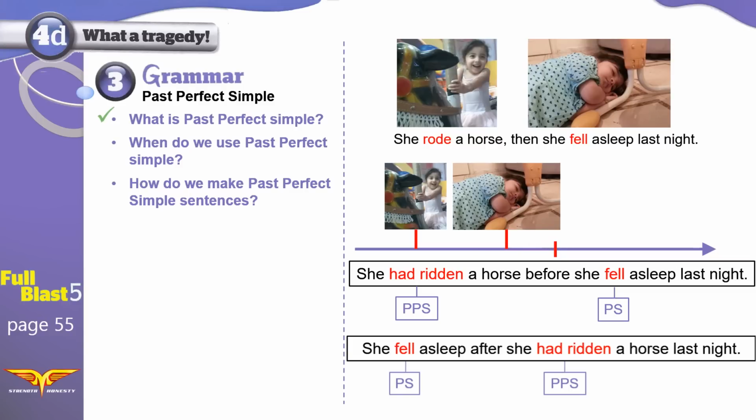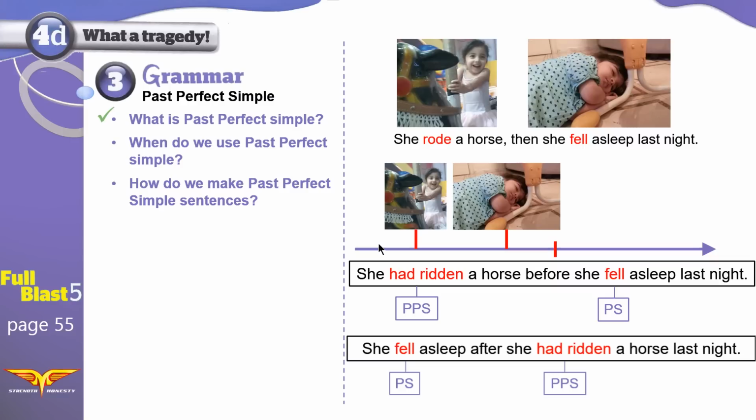This is why we are still using past perfect simple with the verb ride. We are not using past perfect simple with the verb fall, even though we put it first, but still we are using past simple here. Why? Because in real life, falling asleep happened after riding the horse. Is this clear? So when do we use past perfect simple?